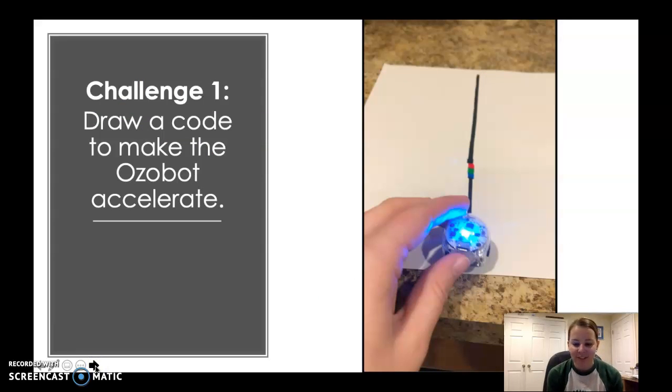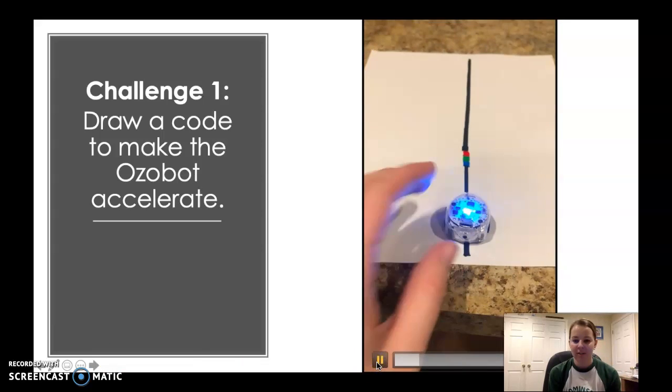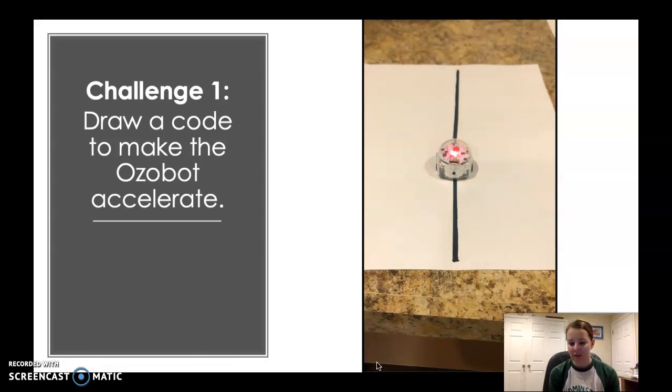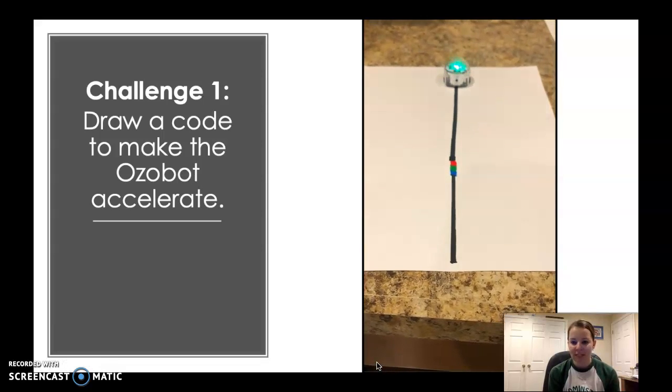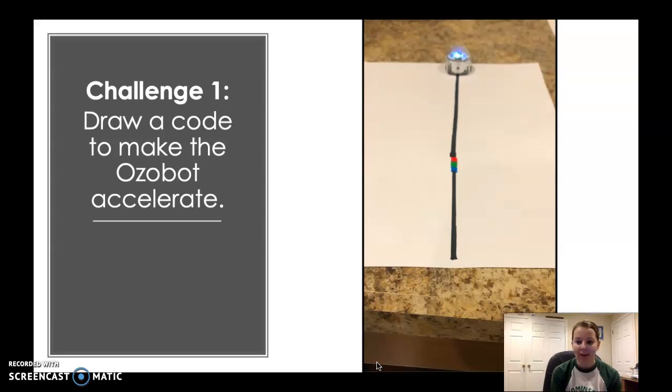The first challenge in this demonstration is to ask students to draw a code to make the Ozobot accelerate. As we mentioned before, the misconception is that acceleration means getting faster. So it's important to expect that most students will use a code that makes their Ozobot go faster. Ask students to explain why they chose their code to demonstrate acceleration.